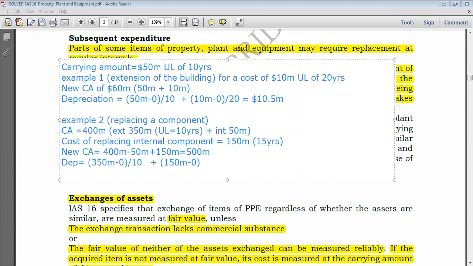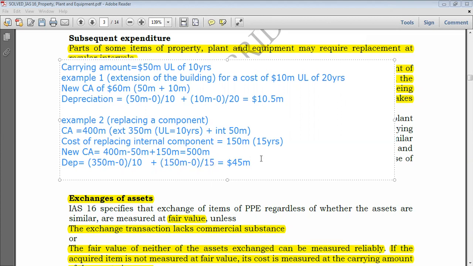And how much would I end up with? So 350 over 10 is 35 million. 150 over 15 is 10 million. So 35 million plus 10 million would end up with 45 million. And this is your depreciation.